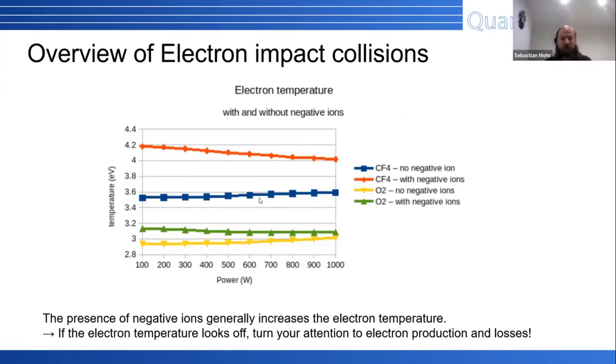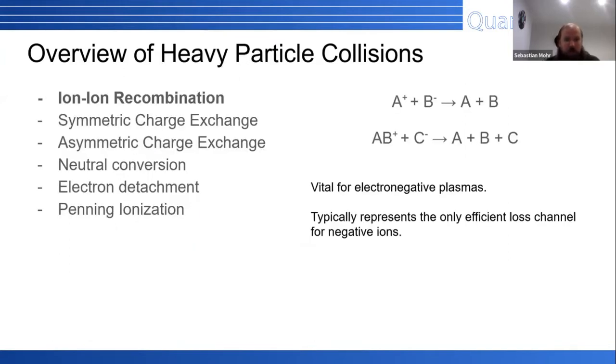So as you can see, including all important electron collisions and having good cross-sectional data is vital to get accurate electron densities, temperatures, and via this, radical densities. And of course, apart from these electron impact collisions, you also have heavy particle collisions, which you can roughly categorize into these parts, with, for example, ion-ion recombination, which is usually the only loss channel for negative ions. So these will again impact the electronegativity.